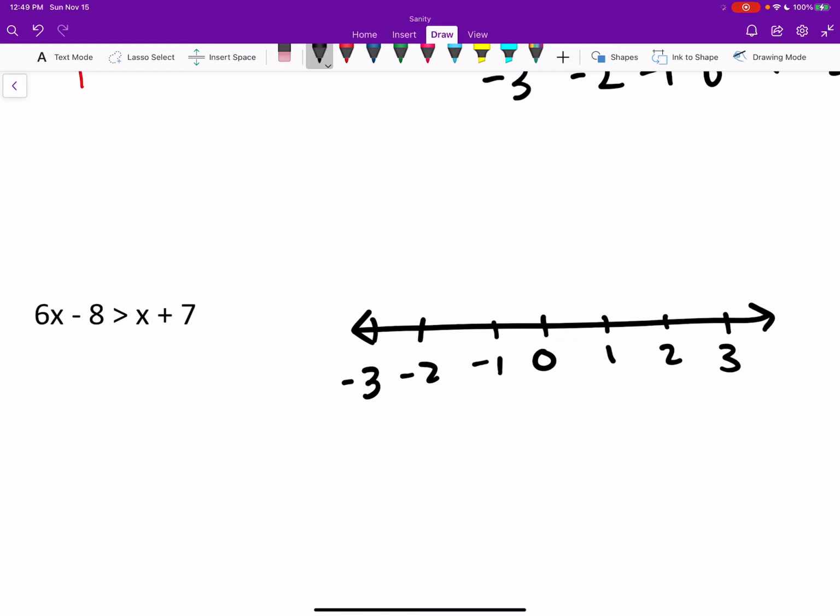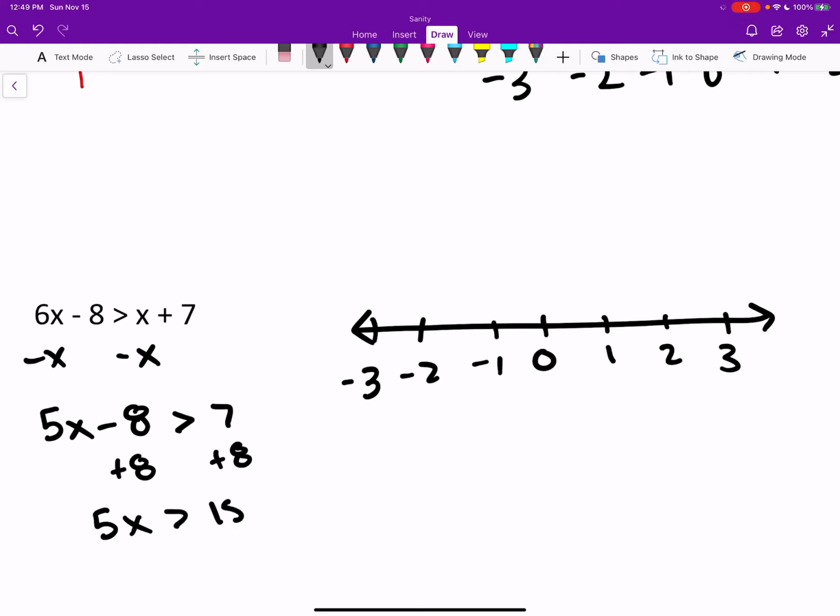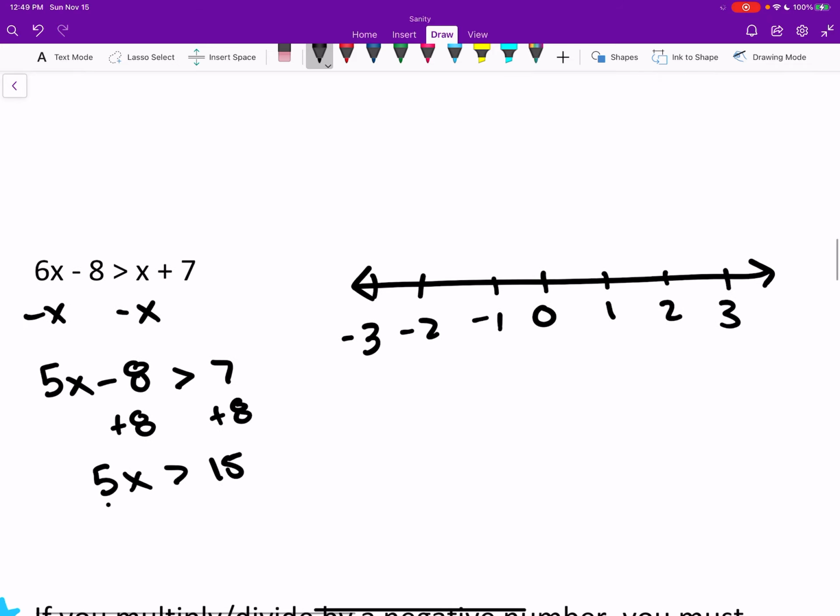Let's say I've got x on both sides of the equation, so I'm going to minus x from both sides. It's going to give me 5x minus 8 greater than 7. I'll add 8 to both sides. Now I have 5x greater than 15. Lastly, divide by 5 on both sides, and x is greater than positive 3, all right?